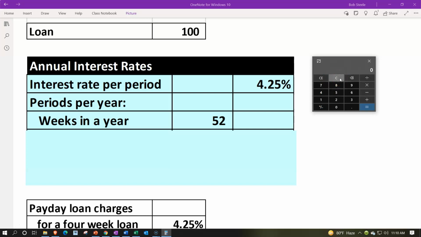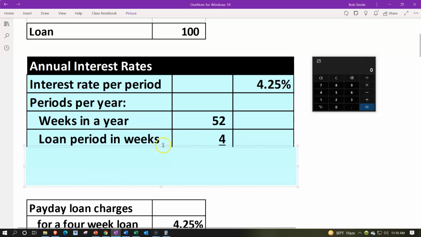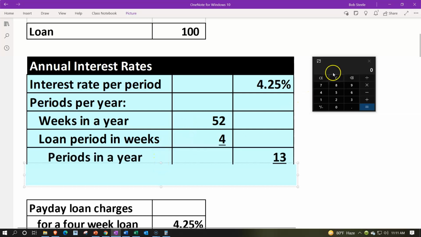There's about 52 weeks in a year. Obviously, we have leap years and whatnot and some unevenness, but we're going to use around 52 weeks in the year. So the loan period in weeks is 4. So we had 4 weeks of the loan, and we have 52 weeks in the year. So how many pay periods will that cover? We could say 52 divided by 4 is going to give us 13.